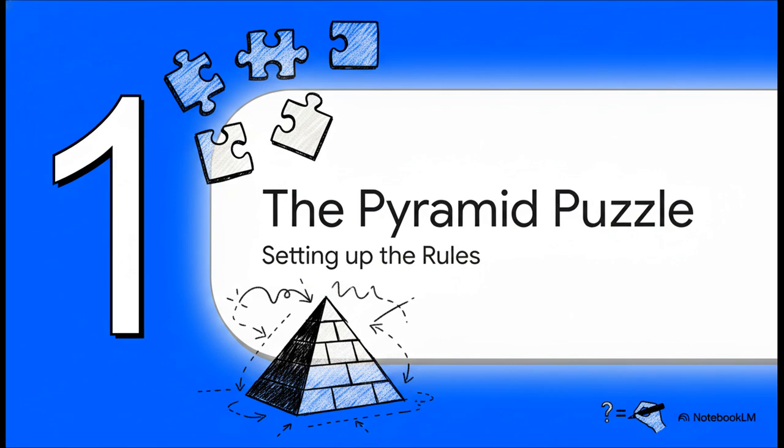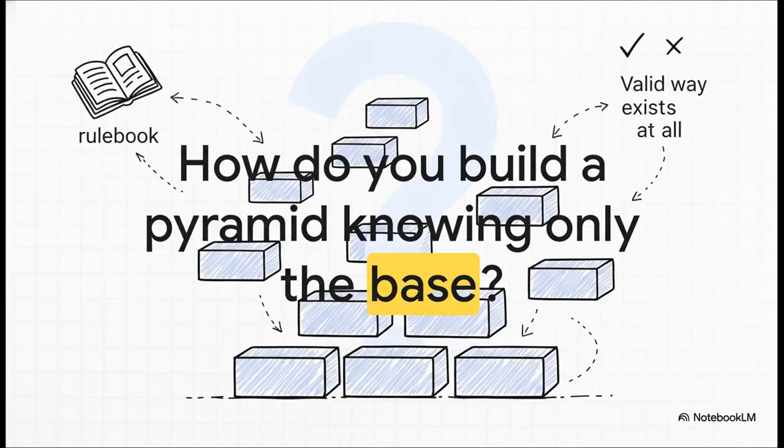All right, first things first, we've got to get a handle on the actual problem we're trying to solve. It's all about understanding the puzzle and its very, very specific rules. So here's the core challenge, right? You're given the bottom row of blocks and a rulebook. Can you figure out if a full pyramid can even be built from that? And that's the key thing here. It's not about finding the way to build it. It's just about knowing if any valid way exists at all.